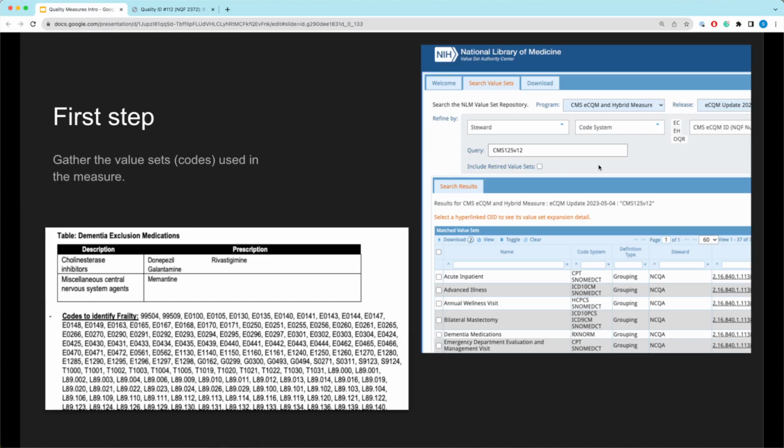So an easier way to do this is to go to the Value Set Authority Center in the National Library of Medicine. You can enter a concept, or you can actually enter a measure ID. In this case, this example is looking at the ECQM version of this measure. And the value sets are organized by concepts: acute inpatient, advanced illness, mastectomy, etc. We'll go through that in a little more detail when we talk about the different logic and criteria.